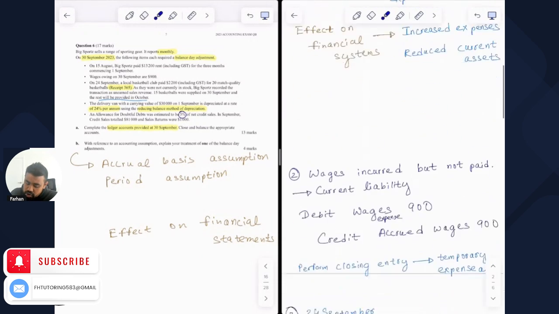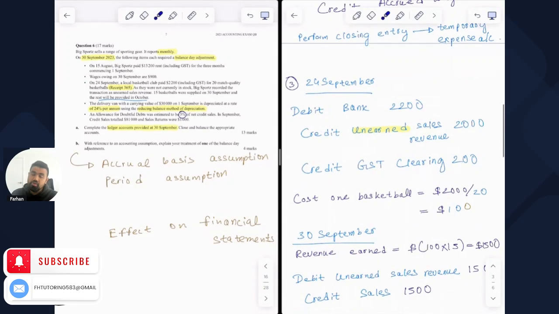Let's look into transaction number 3. So in transaction number 3, what we had was an unearned sales revenue initially. And what happened was on the 24th of September, we received $2,200 from a local basketball club. So when we received $2,200, we obviously recorded this as an increase in our assets, in our business, which is mainly the bank account. And then we also recorded this as a liability, a current liability, which is unearned sales revenue by $2,000.